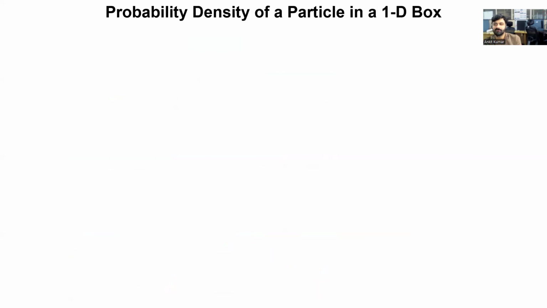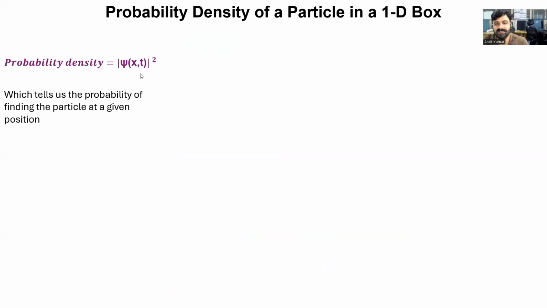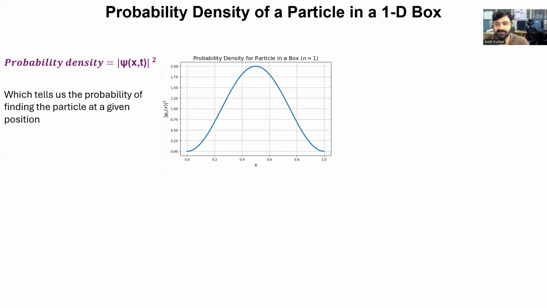Okay, now coming to the probability density of a particle in the box. So basically, what is probability density? Probability density can be defined as the modulus of psi of x, t squared, and this basically tells you the probability of finding the particle at a given position. Is that clear? If we plot the probability density on the y-axis and position on the x-axis, you see that the probability density for n equals 1 is the highest at the middle of the box, and it was zero at the extreme ends because the wave function was zero at x equals 0 and x equals 1, that is the boundary condition.